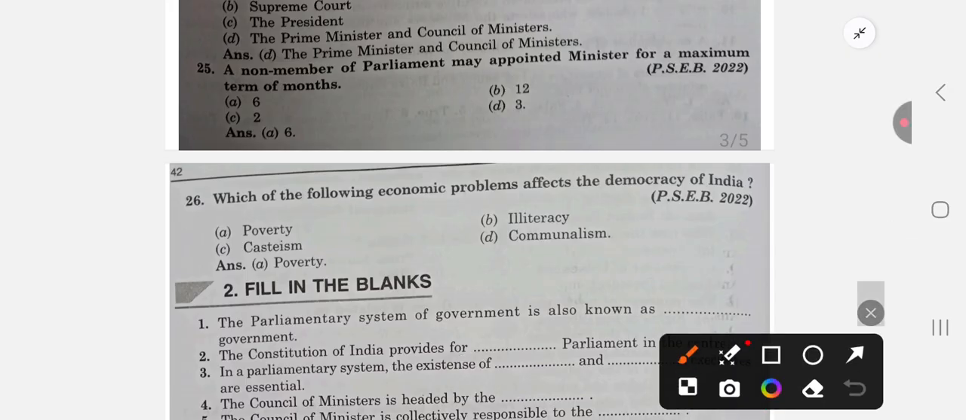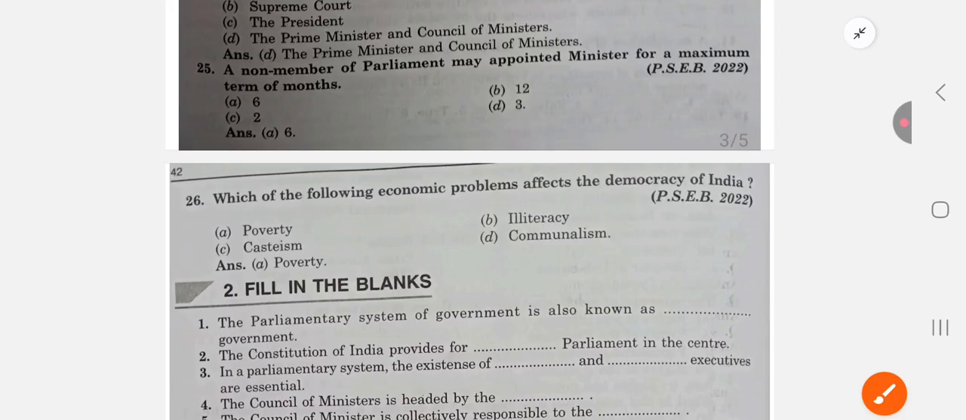Which of the following economic problems affects the democracy of India? Poverty is the main problem that affects the economy of our country. So economic problem it is.